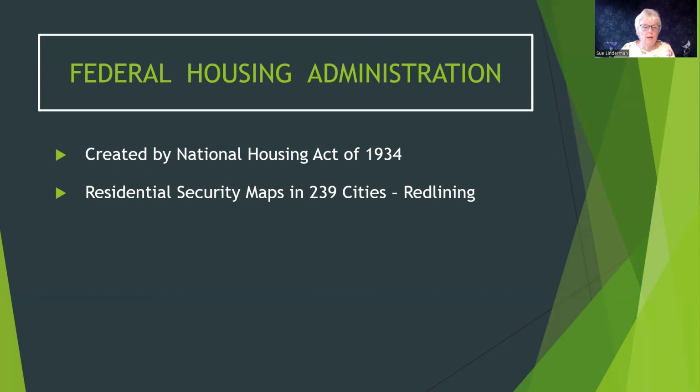But along with the passage of this act, an entity called the Homeowners Loan Corporation created what were called residential security maps that covered 239 cities across the country. And these were maps that introduced into common parlance the term redlining. Because what these maps did, they identified sections of cities where the practice was to deny or limit financial services to certain neighborhoods based on their racial or ethnic composition, without regard to the residents' qualifications or creditworthiness. It was strictly based on race and ethnicity.